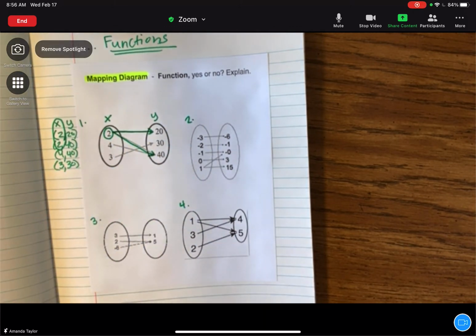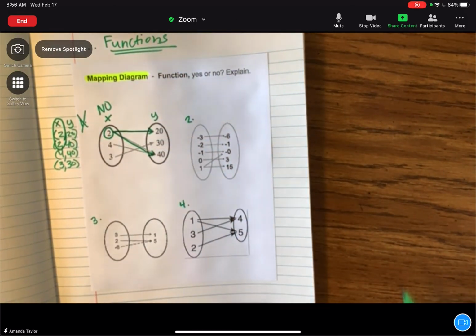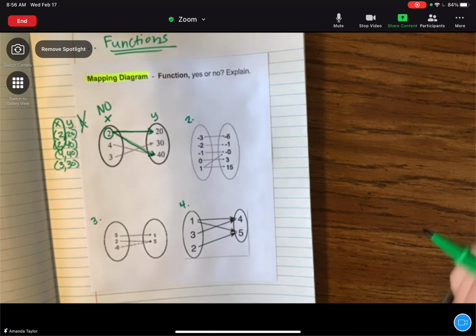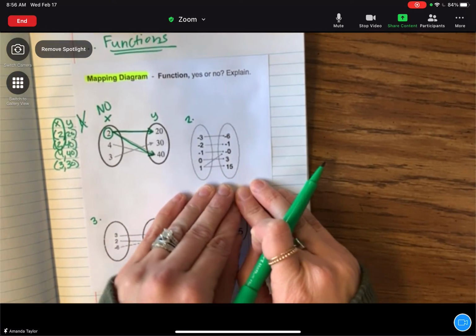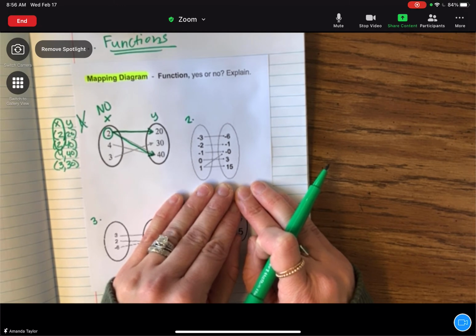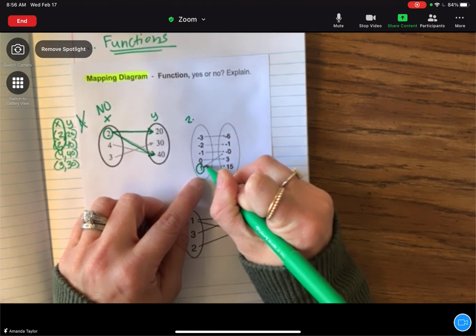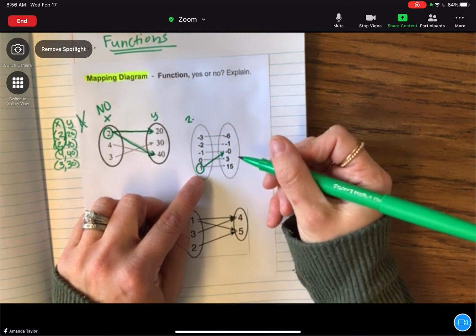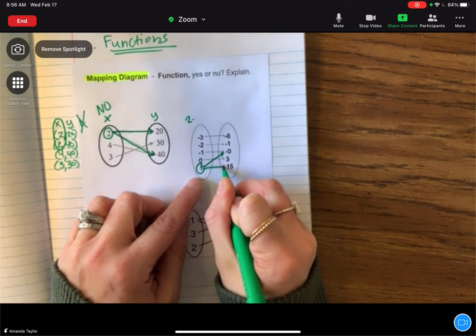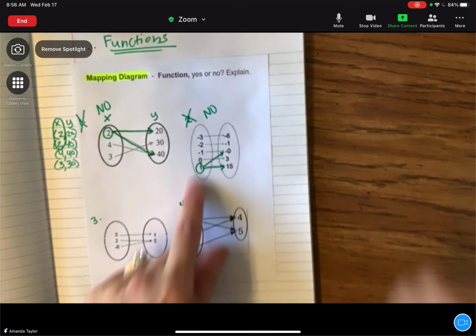Okay, number 1, I'm going to put a line here. No, this is not a function because the 2 repeats. Is number 2 a function? Which x value repeats? The 1 here. We have 1, 0, and then 1 to 15. So there's 2 points that have 1 as the x value. So this one's a no because the 1 repeats.